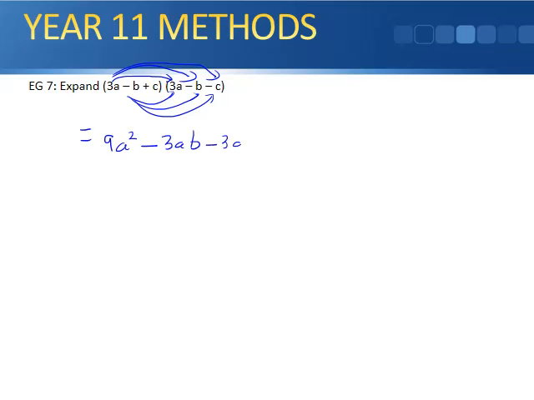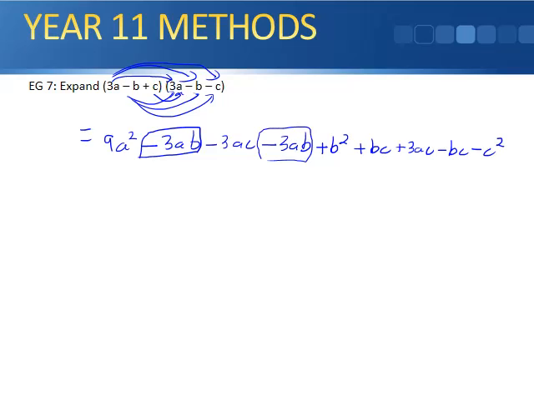Then it's got minus 3ac, then the negative b times everything, so it'll be minus 3ab, and minus b times minus b gives me positive b squared, and the minus b times the minus c gives me positive bc, and now the c times everything. So the c times the 3a gives me plus 3ac, the c times the b gives me minus bc, and minus c squared.